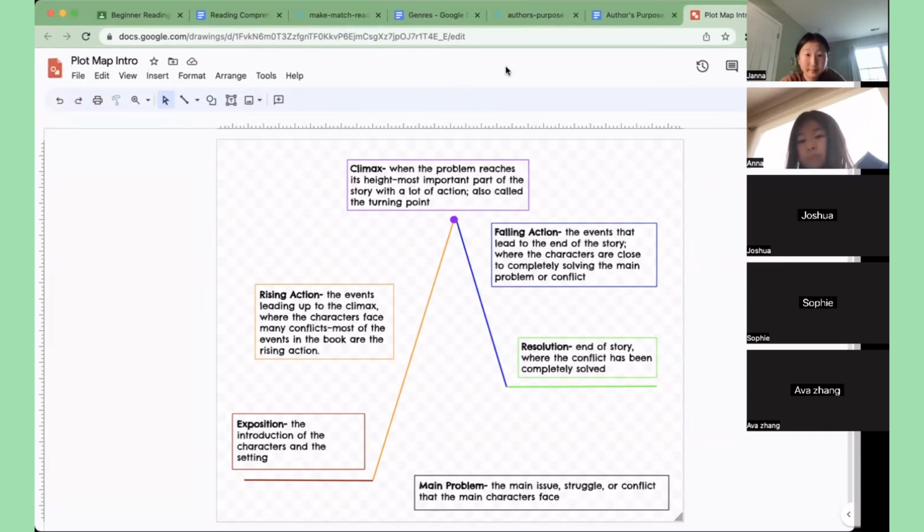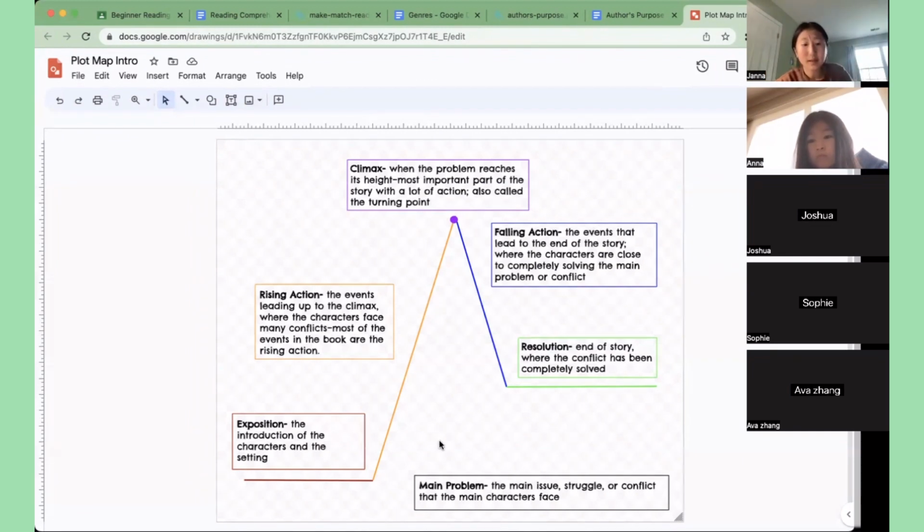But a plot map basically just shows the plot of the story. So you can see like the exposition is the beginning, it's very flat, and then rising action as more things happen. The plot map rises, and the climax, which is the highest point in the plot map, is when the problem reaches the highest point, and then falling action and resolution is where it goes down.